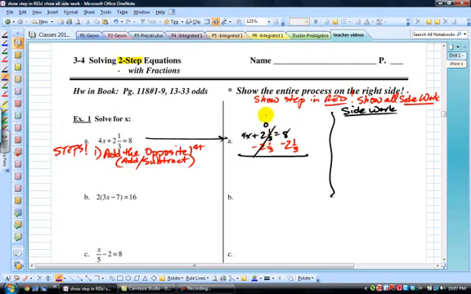Opposites always cancel to 0. Let me write that down. Opposites cancel to 0 right here. That's why we put 0 right up here at the top. 2 and 1/3 minus 2 and 1/3 is 0. We say they cancel to 0. Bring down the 4x here, and we've got 4x equals 8 minus 2 and 1/3.